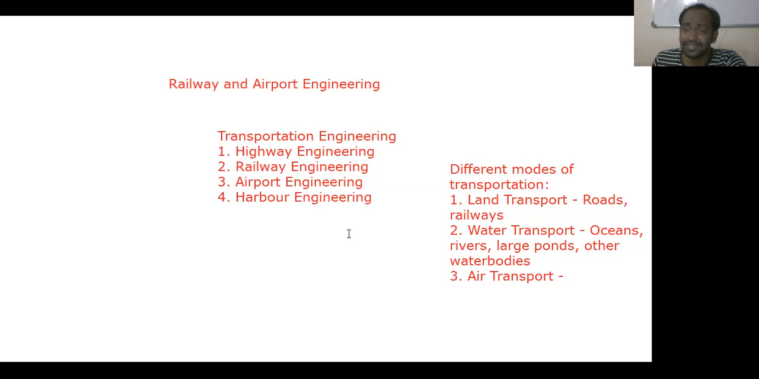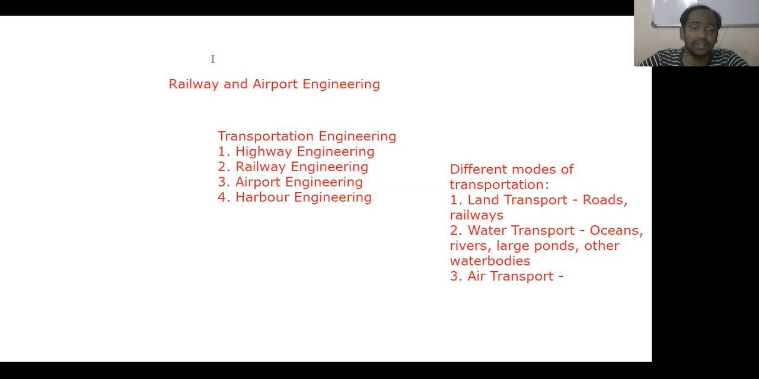The next one is harbor engineering. Harbor engineering is the subject which deals with the design and construction of docks and harbors. So these are the various modes of transportation and the various branches of transportation engineering. Understand? As civil engineers, we have to study these four branches: first highway engineering, next railway engineering, next airport engineering, and next harbor engineering.